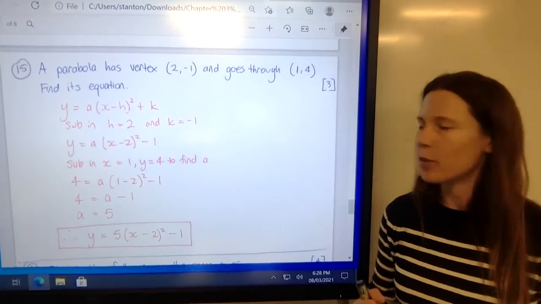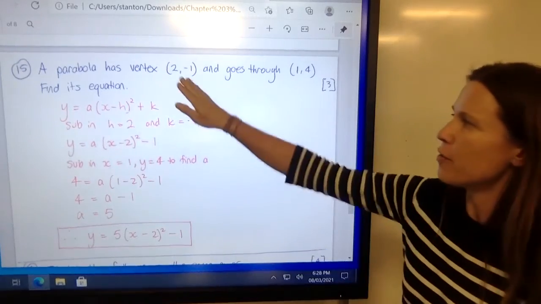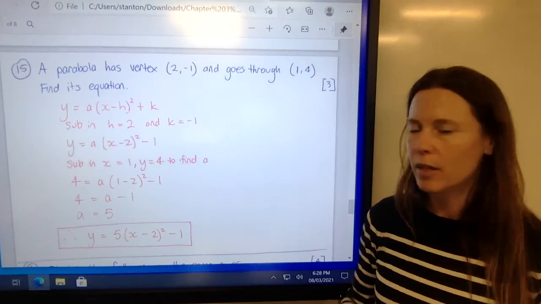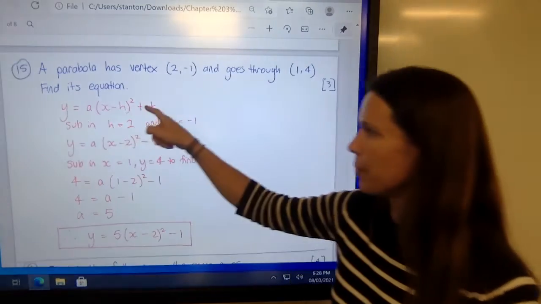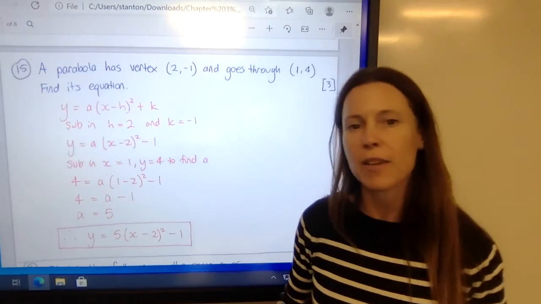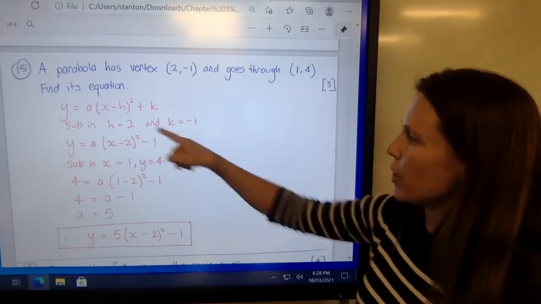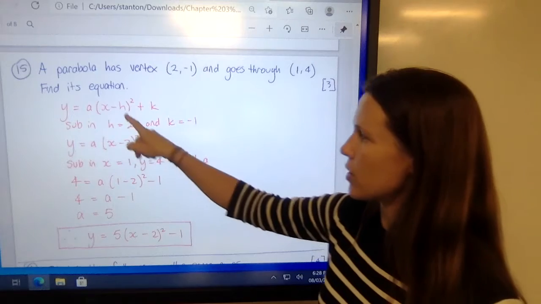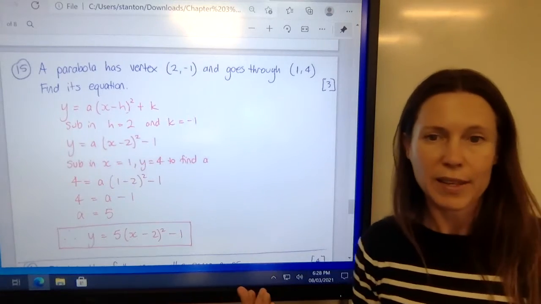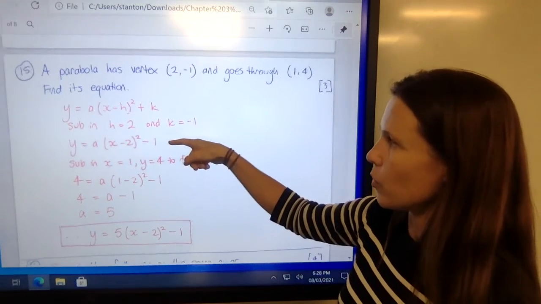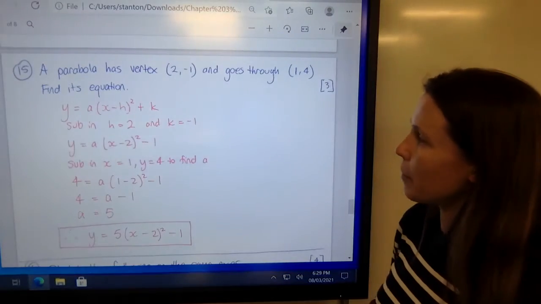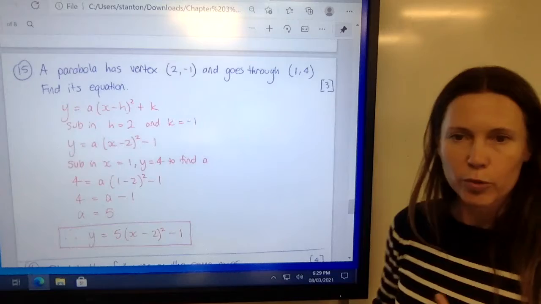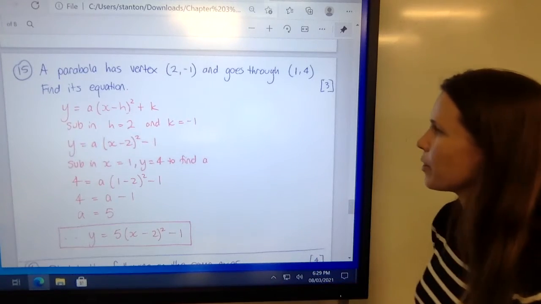Now we've got a back to front question here. A parabola has a known vertex, and we know another point that it goes through, and we need to find its equation. Now, if you know vertex form, then start by writing that out, and then you can just pop in what you know. We know that h is 2, and k is minus 1, so subbing those in, we're most of the way there already. And in fact, this is the formula for a whole family of parabolas that go through that vertex.